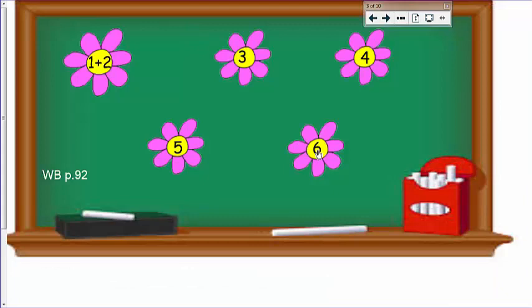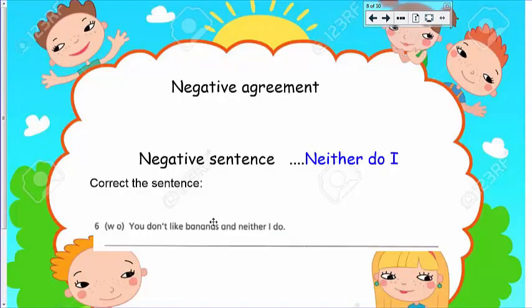Now the last sentence. Negative agreement. If we have a negative sentence, you are going to use neither do I, or we can spell it like neither do I. Both of them are correct. So, you don't like bananas and neither I do. We cannot say neither I do. We have to say neither do I. Neither do I. So this is exercise 1 on page 92 in your workbook.